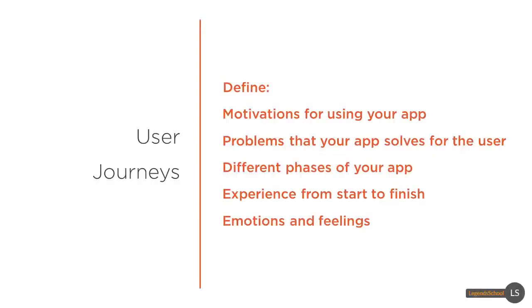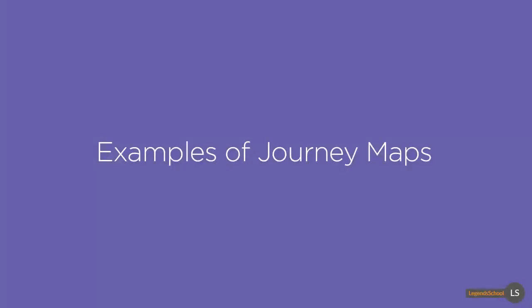User journeys define the motivations for using your app. They define the problems that your app solves for the user. They define the different phases of your app. And they define the experience from start to finish, as well as emotions and feelings that the user may have along the way. Let's look at some examples.